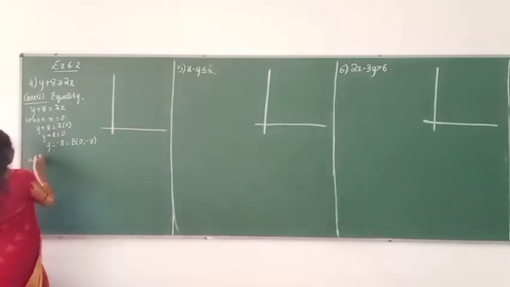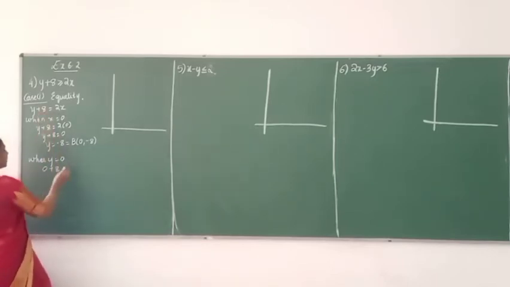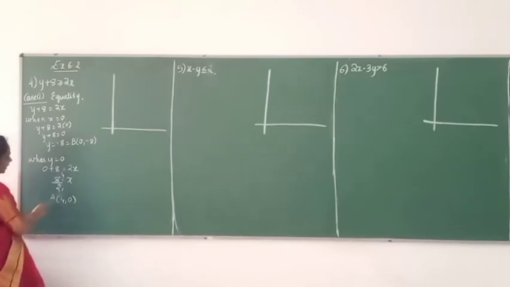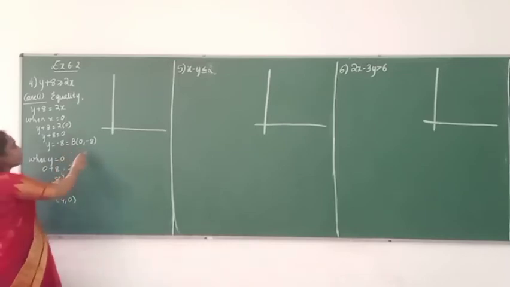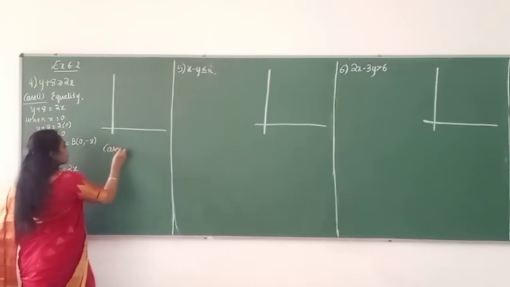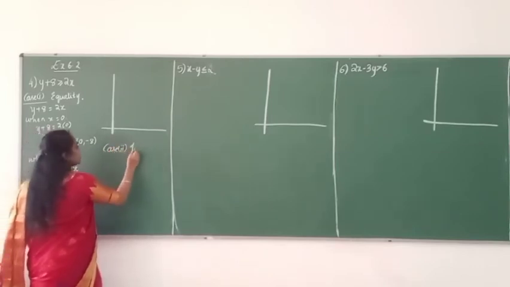So next, when y is equal to 0, 0 plus 8 is equal to 2x. Therefore 8 is equal to 2x. Take 2 to the denominator on the LHS side. 2 fours are 8. So what will I be getting here? A point is nothing but what? 4 comma 0. So the points are A is 4 comma 0 and B is 0 comma minus 8. Now next we move on with case 2, which is inequality.